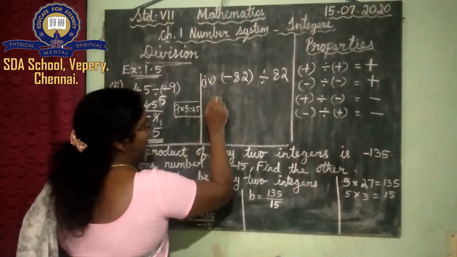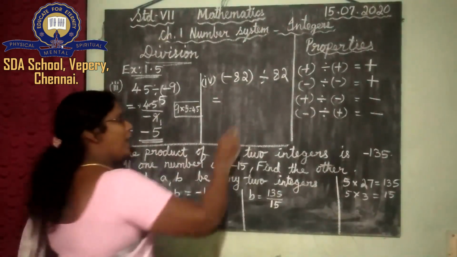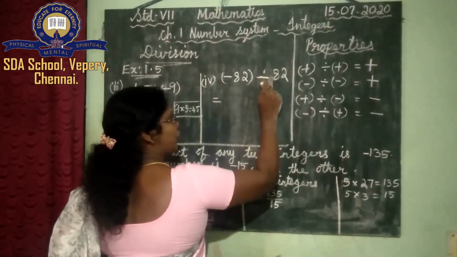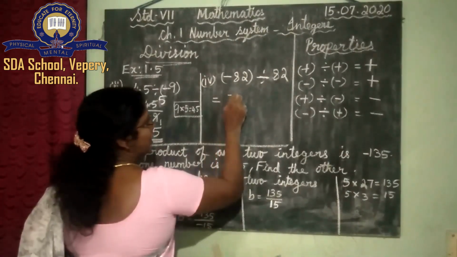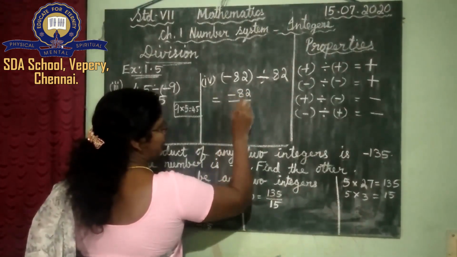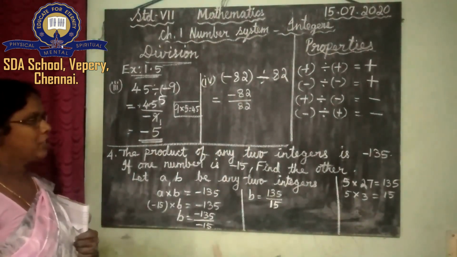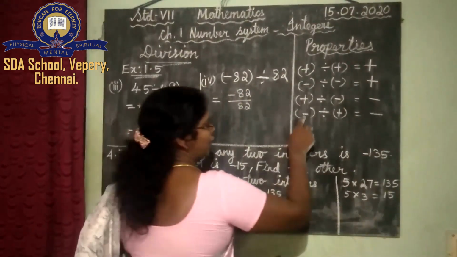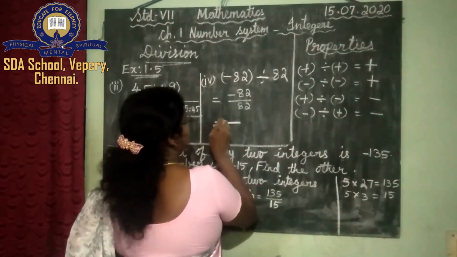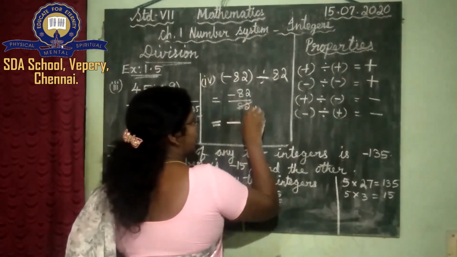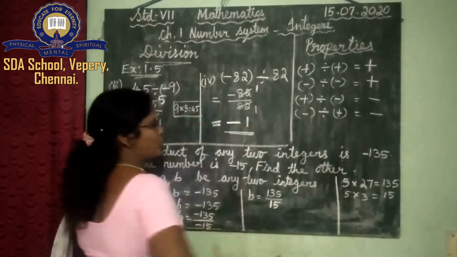Next one, fourth one, minus 82 divided by plus 82. So a negative number is divided by a positive number. What is coming here? Negative divided by positive, what do we get? Minus. So minus, 1 82 is 82. Here also 1 time. So your answer is minus 1.